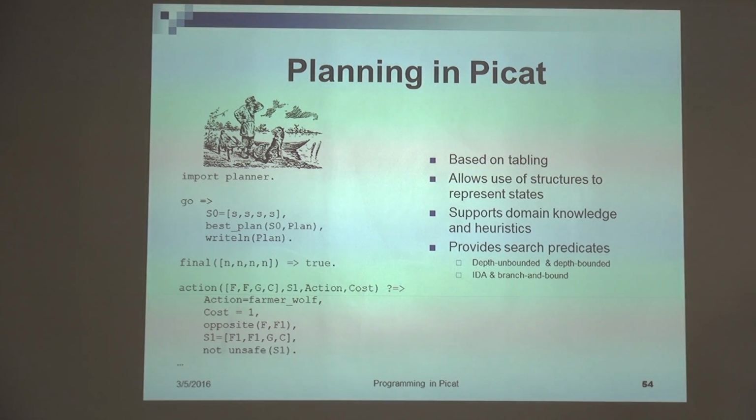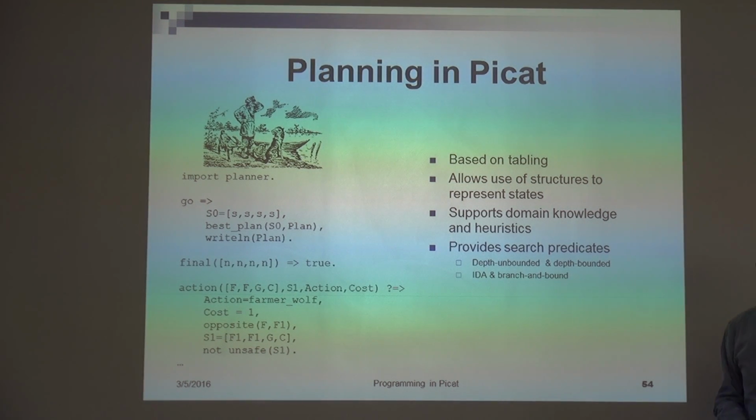So this planner is based on tabling. It allows use of structures to represent the states, which is very good, unlike PDDL developed in the planning community. They don't allow you to use structures. Sometimes you really need to think how to represent states. And also it supports domain knowledge and heuristics. For example, if you know the rule is deterministic, you can make it deterministic to prune search spaces.